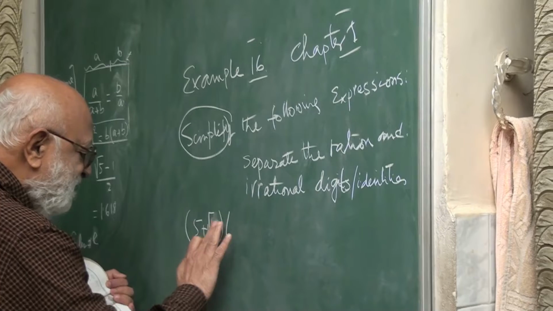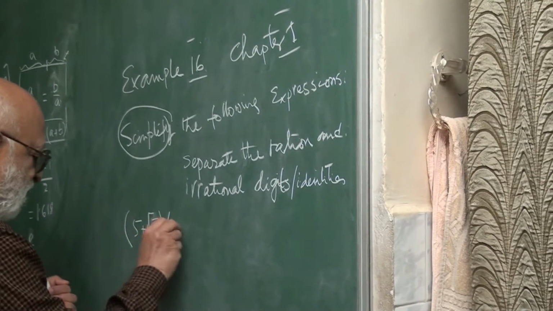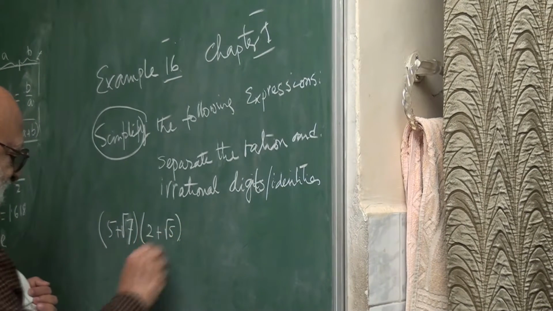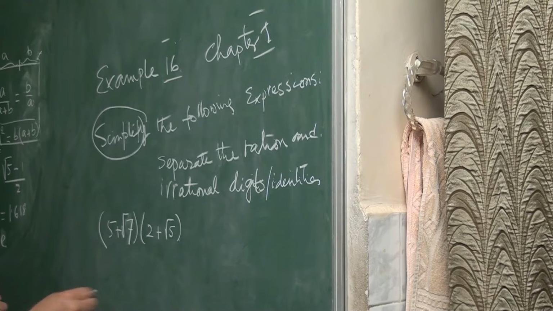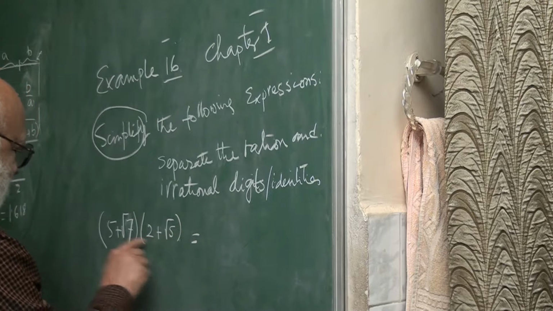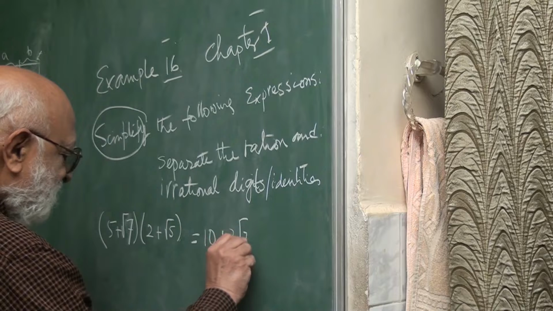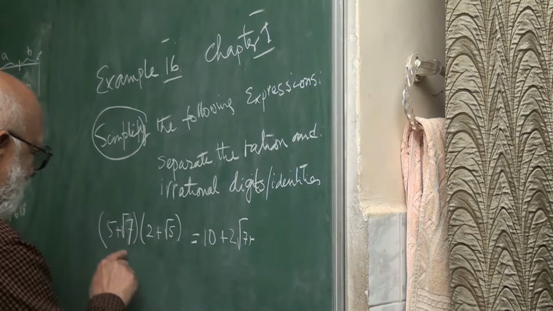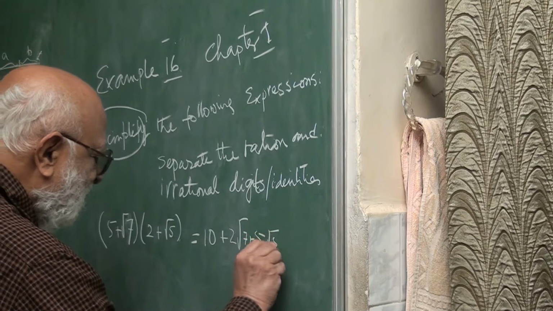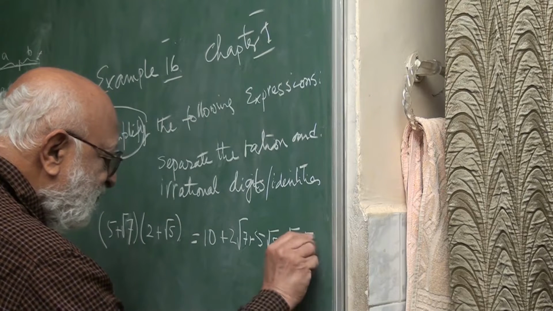Now, when we do the first one, it says multiply 5 plus root 7 into 2 plus root 5. So be careful when you do 2 plus root 5. I have to multiply the way it is being multiplied before. First take 2, that gives you 10 plus 2 root 7. Then you multiply by root 5. That gives you 5 root 5 plus root 7 into root 5.